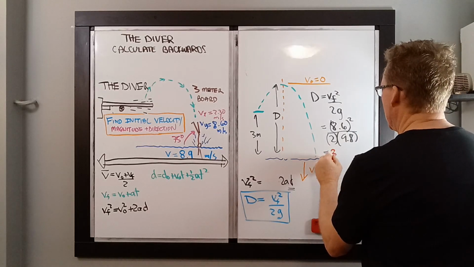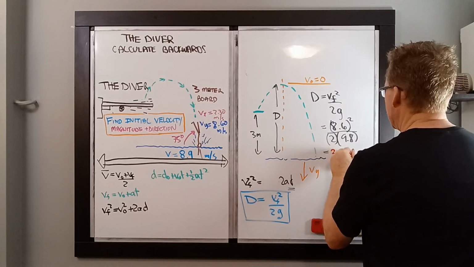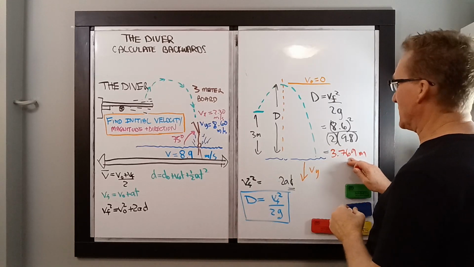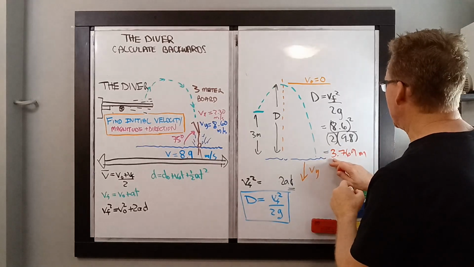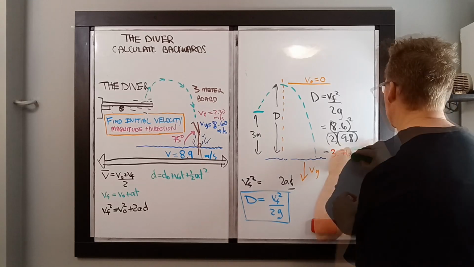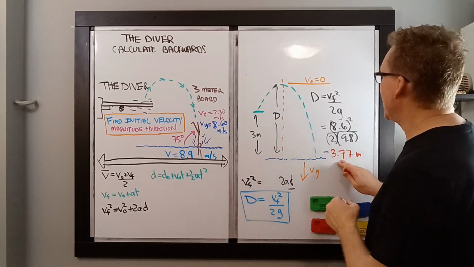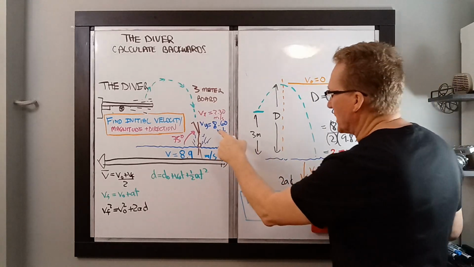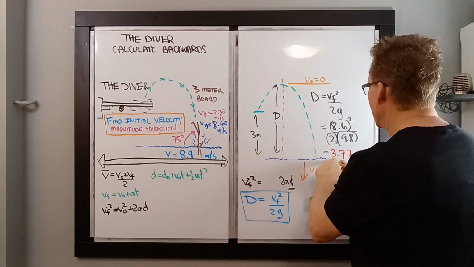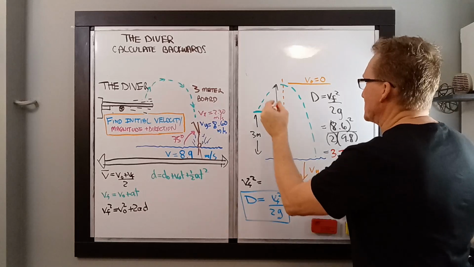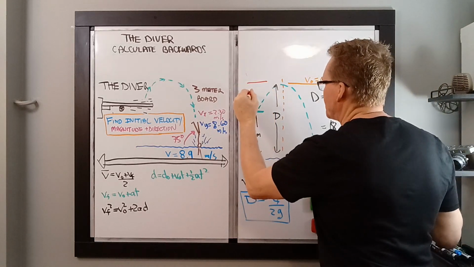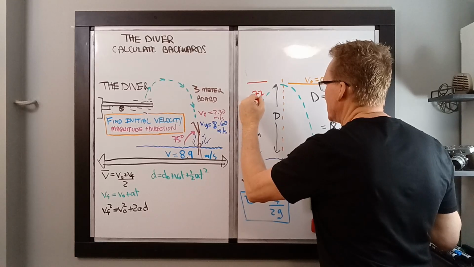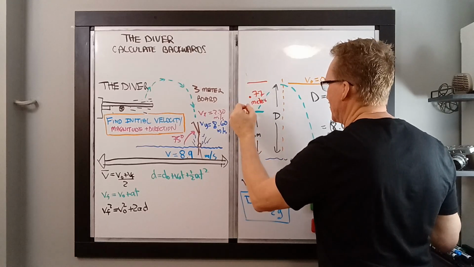I am getting 3.769 meters. Again, we have far too many significant figures. Let's keep one more and make that 3.77. There we go. Now we know that the total height to drop from to achieve this velocity, the y component of velocity, is 3.77 meters, which means that this distance here is 0.77 meters. That's the distance above the diving board.